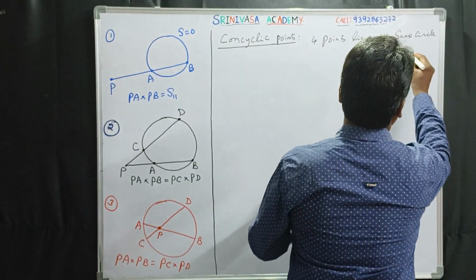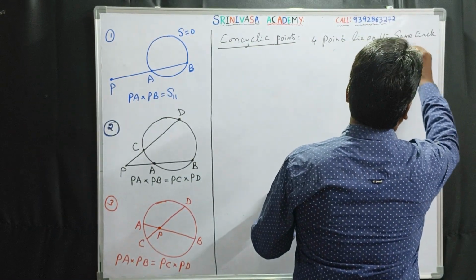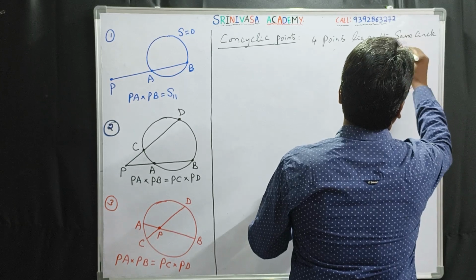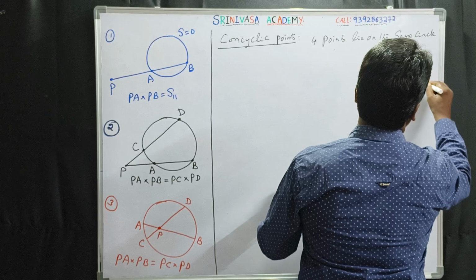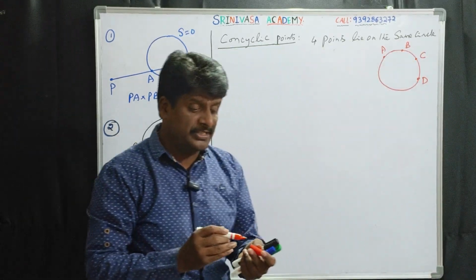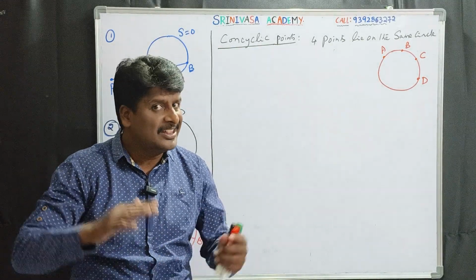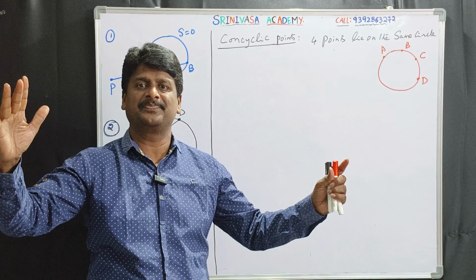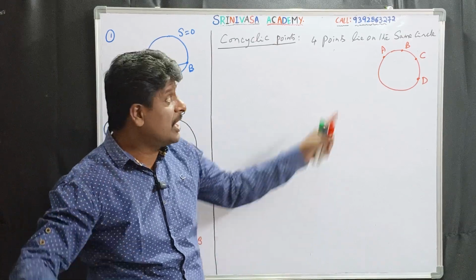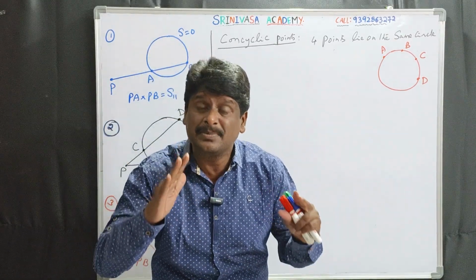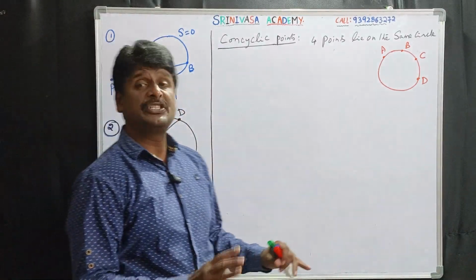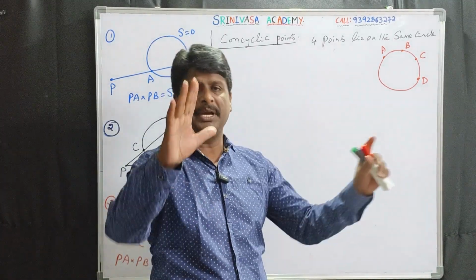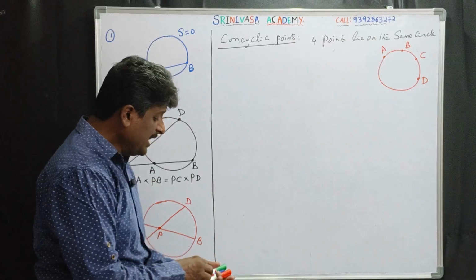Do observe that here capital A, capital B, capital C, capital D, all these 4 points are lying on the same circle. They are called concyclic points. If capital E is another point to lie on the same circle, then that is also called a situation of concyclic points. Okay, see here.